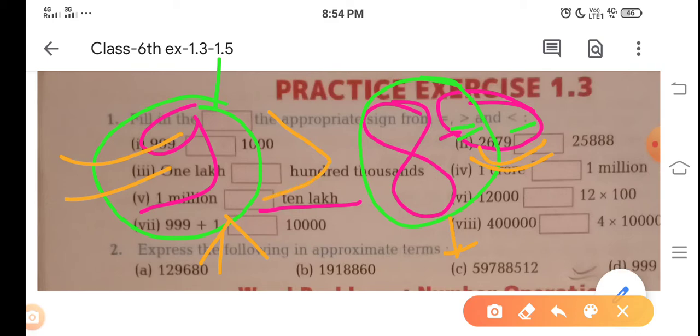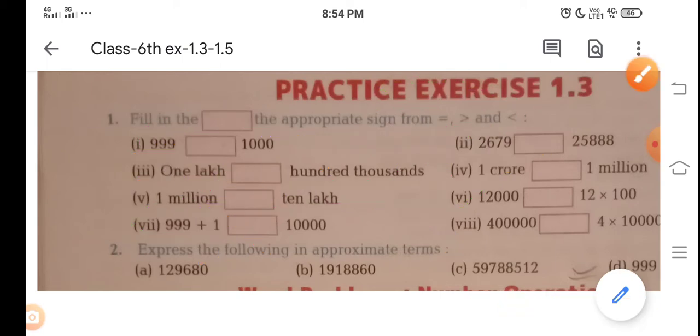If here it is 9 and here also 9, what is your answer? It means 9 and 9 are equal. That is the comparison of numbers, equal to. 9 here and 9 here also, so 9 and 9 are equal. That is your answer.